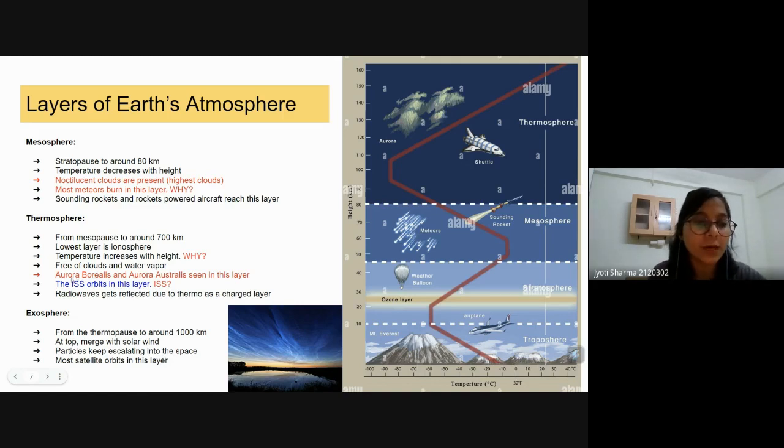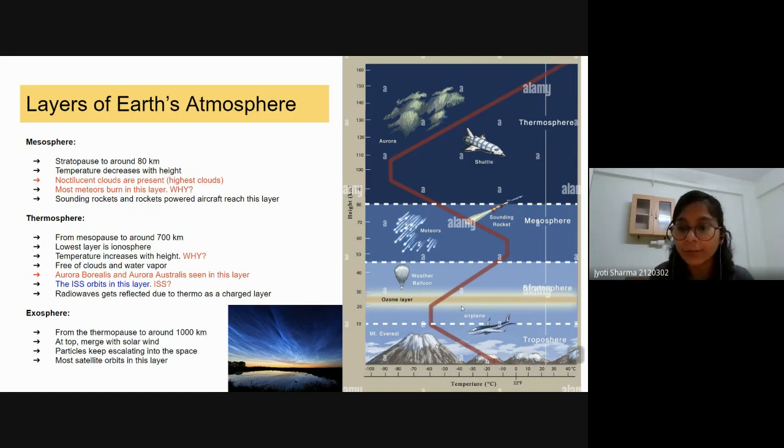So let's talk about what aurora borealis and aurora australis are. Before that, let me once again explain that here in the troposphere, the temperature decreases with height. Then in the stratosphere, it increases with the height. In the mesosphere, it decreases. And the lowest temperature is in the mesosphere, not in the stratosphere. So in the mesosphere, the temperature is the lowest. Then after this mesosphere, in the thermosphere, the temperature will increase with the height.